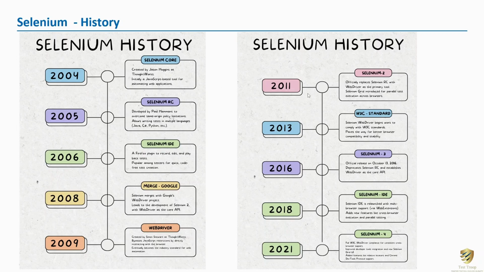In 2011, Selenium 2 was officially released, replacing Selenium RC with WebDriver as the primary tool. Till that point in time, Selenium RC was used as the tool for web automation, which got replaced with WebDriver by the release of Selenium 2. They also introduced Selenium Grid for parallel test execution across multiple browsers.